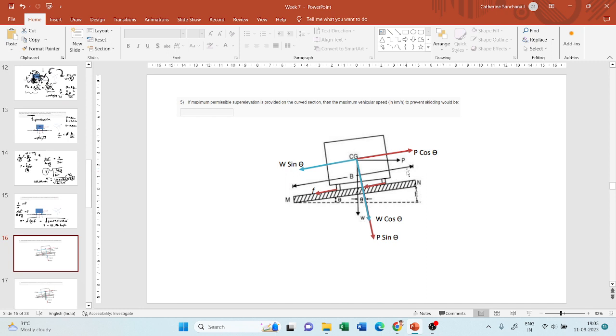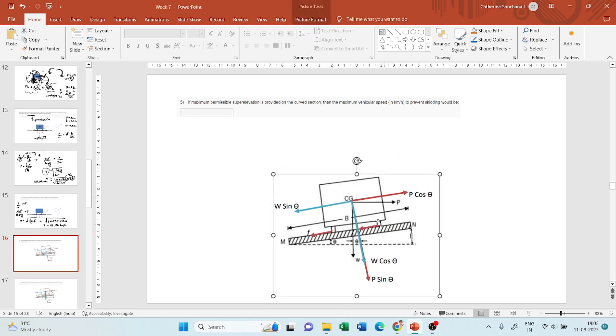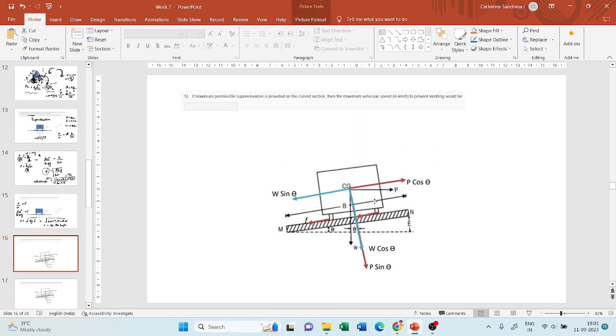Now moving on to the next question. Now comes the interesting part where the super elevation is provided. When super elevation is provided, only if it is provided to the required amount will your vehicle not undergo skidding and overturning, right? So in that case also you have to find out using the balance equations. You have to solve for the no skidding and no overturning cases.